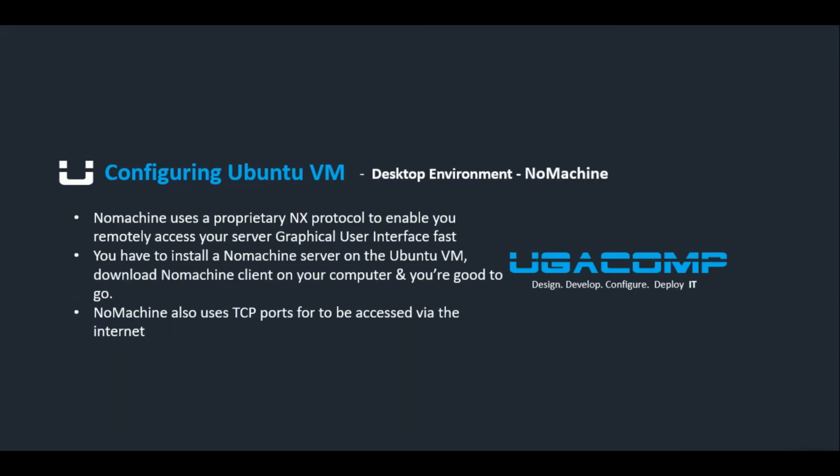Now, in this tutorial, to be able to access the graphical user interface, we are going to use NoMachine. NoMachine uses a proprietary NX protocol to enable you to remotely access your server's graphical user interface. So you have to install a NoMachine server on the Ubuntu machine, and then download a NoMachine client on your computer, and you're good to go. NoMachine also uses TCP ports to be accessed via the internet.